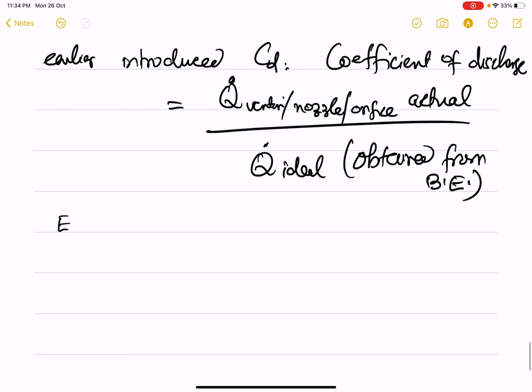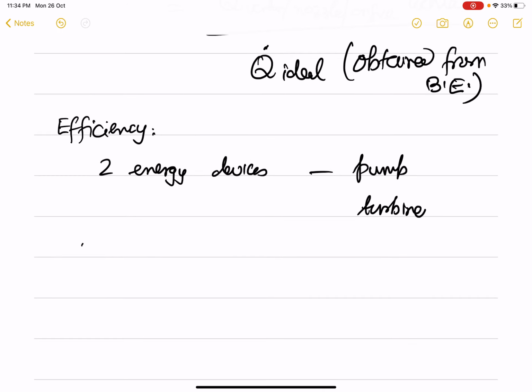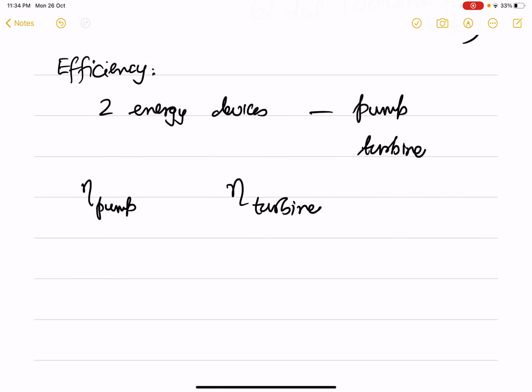Similar to this, we have this concept of efficiency. And we have two energy devices we have talked of. One is a pump and one is a turbine. So let's talk of the efficiency of a pump and the efficiency of a turbine. Now efficiency is always less than 1. Remember this.